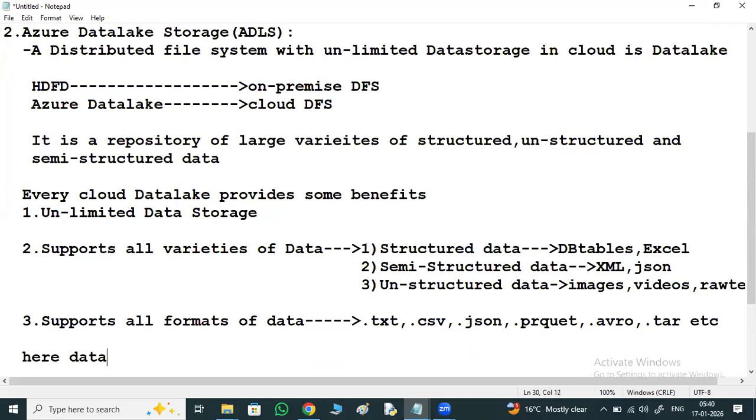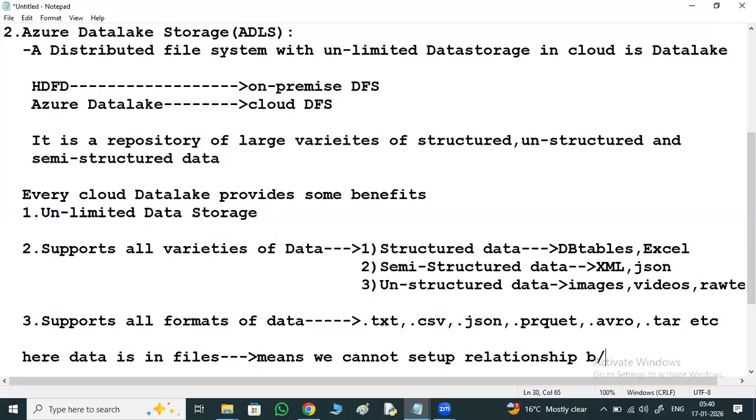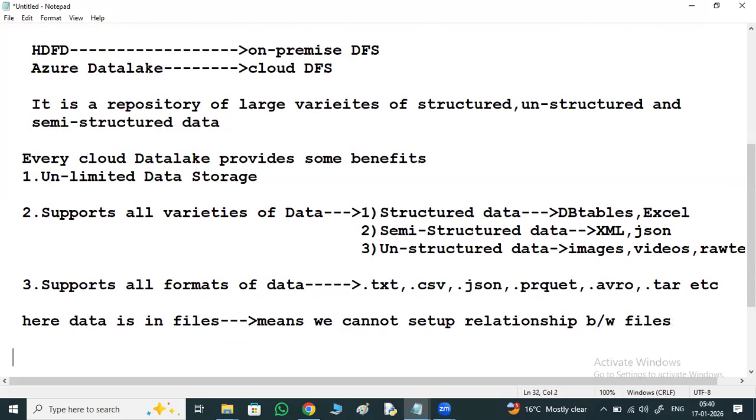Here data is in files. We cannot set up relationships. Here data is in files means we cannot set up relationship between files.